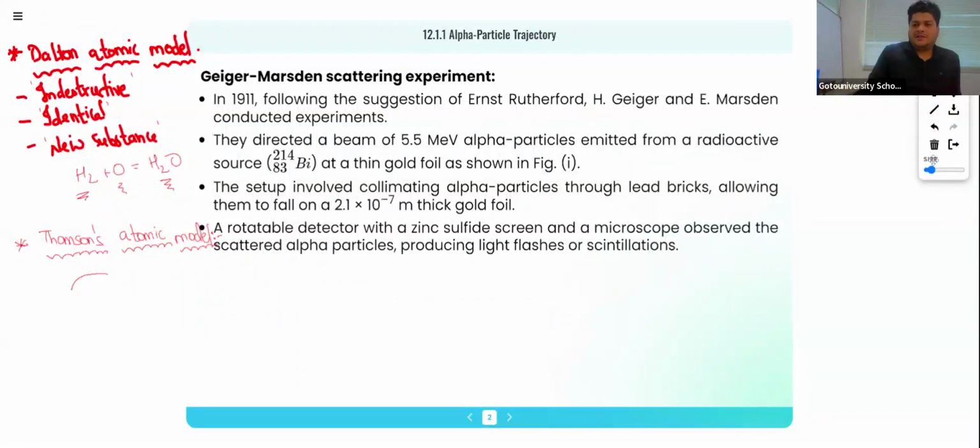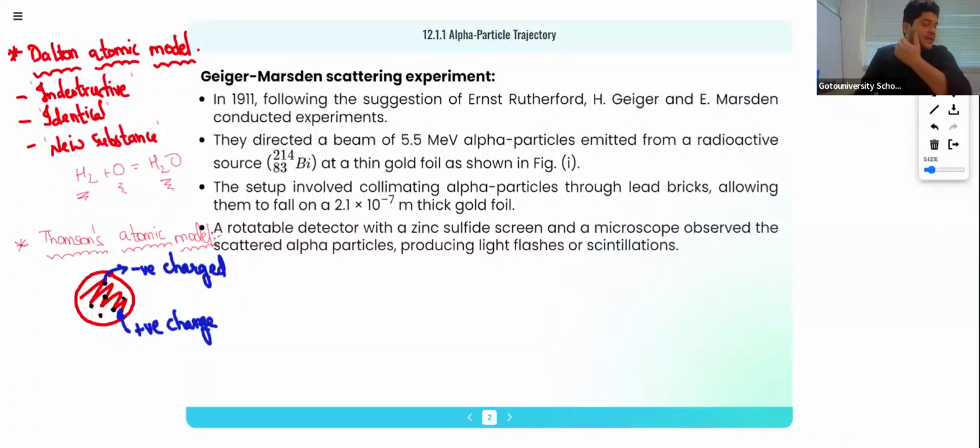What is the meaning of that? According to Thomson, atomic model is like watermelon. In watermelon, what do we have? We have a fruit part, and we have a seed part. Okay, so according to this model, this fruit part is positively charged, and this black seed part is negatively charged.